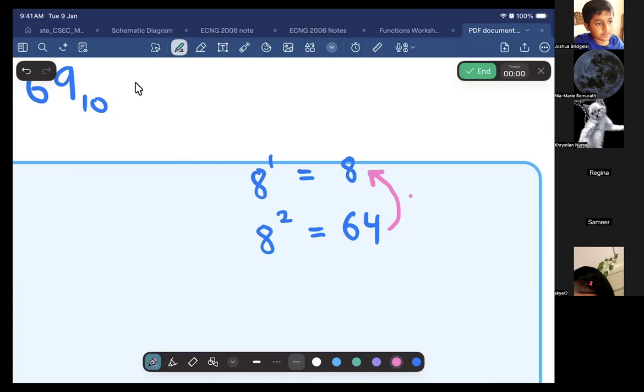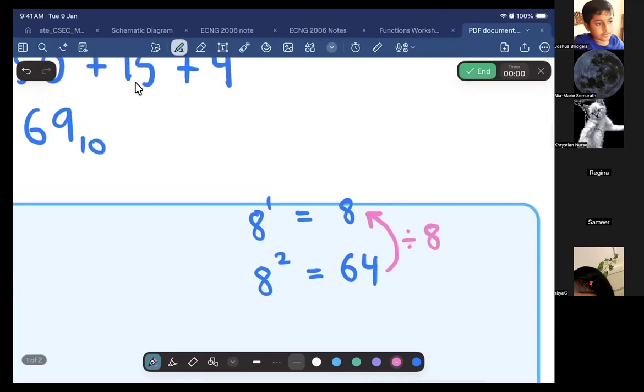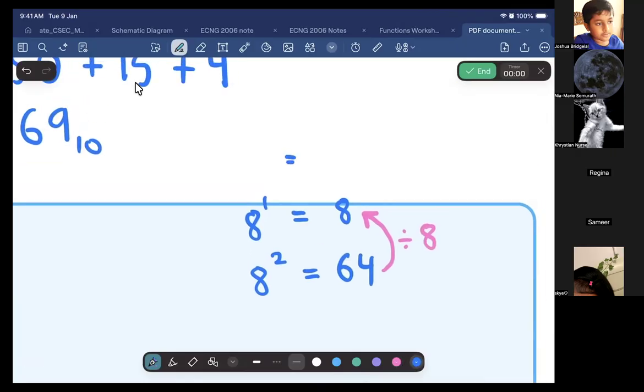Multiply 8 by 10. Now, I want to go from 64 to 8. What do I do with 64 to get 8? Divide. Divide by? 2. Nah, 64 divided by 2 is 32. I divide by 8. 64 divided by 8 is 8. If I wanted to go from 8 to 1, what would I do?